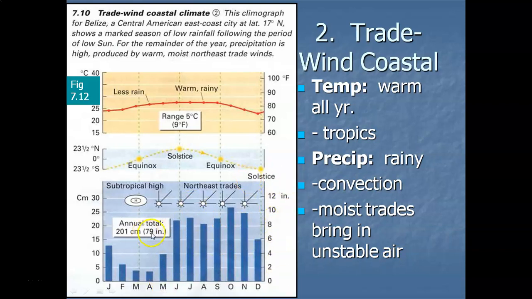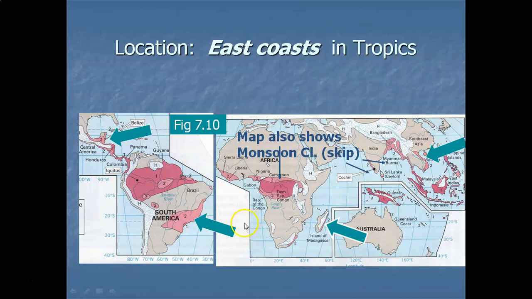So you wind up with a pretty high annual total. Usually in the 80s, 90s, 100 in terms of annual total. All right, so even though we do have a little bit of a low spot here, we still wind up with a lot of precipitation. Okay, now this is the trade wind coastal climate. So you're only going to find this climate on east coasts of continents within the tropics.